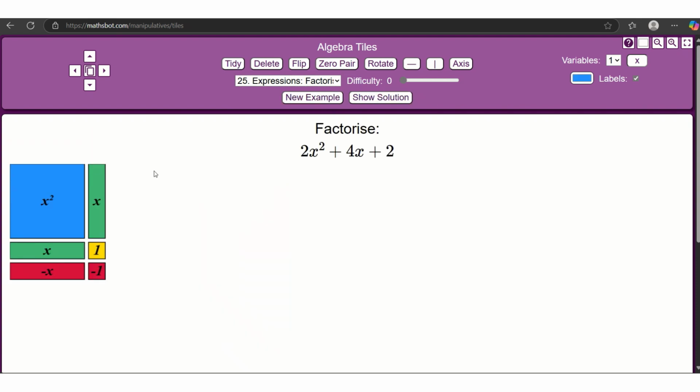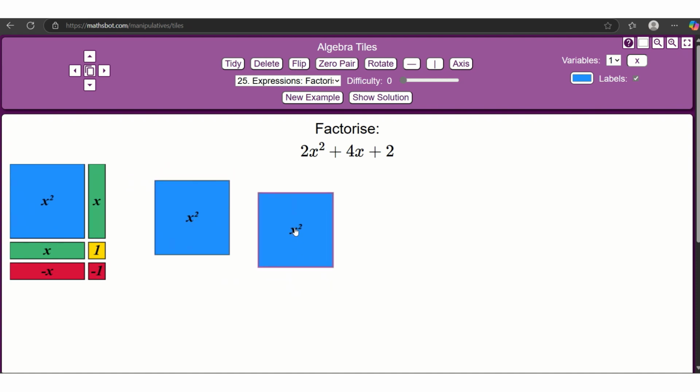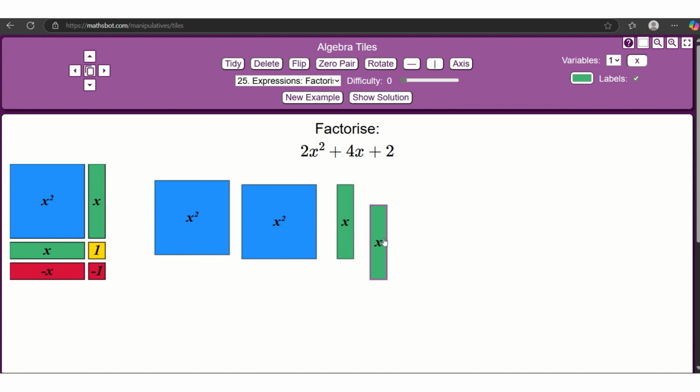Okay, well, let's do this one. So we have 2x squared, and now we need 4 x's. So we'll go and pull those over, and this time we need 2. All right, and then the puzzle commences. How do you arrange those to make a rectangle?